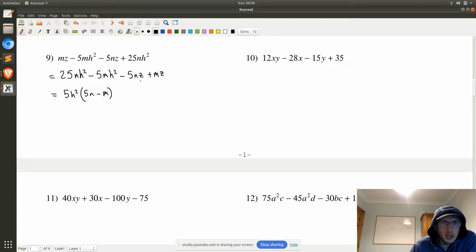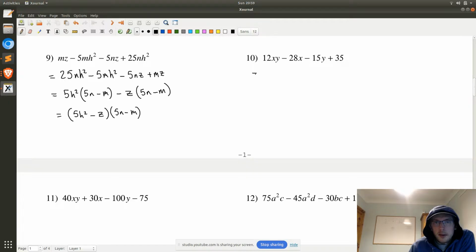Okay. Clearly this is going to turn into 5n minus m, but only if you factor out negative z. Good. Next. Get the y's next to each other. So 12xy, take 15y.